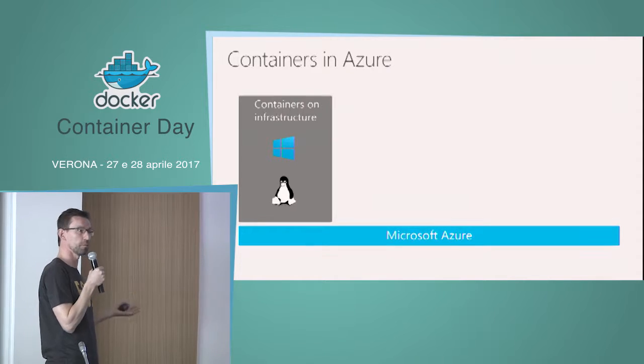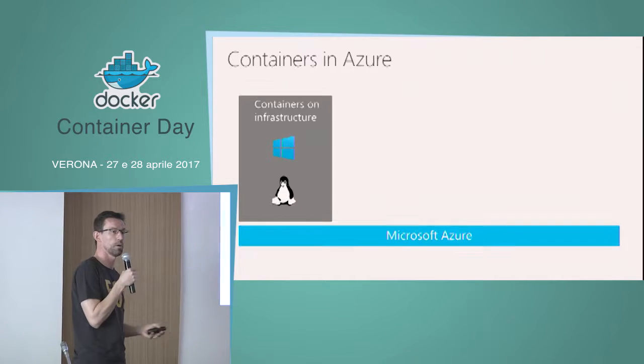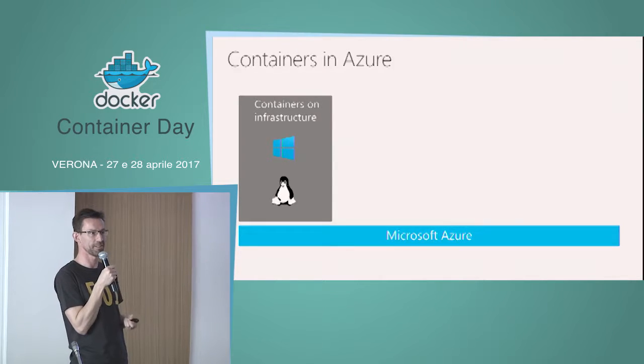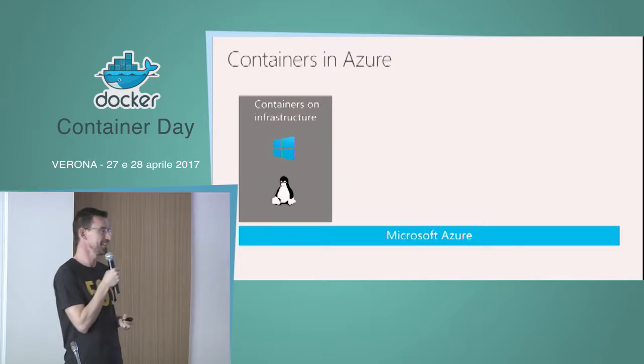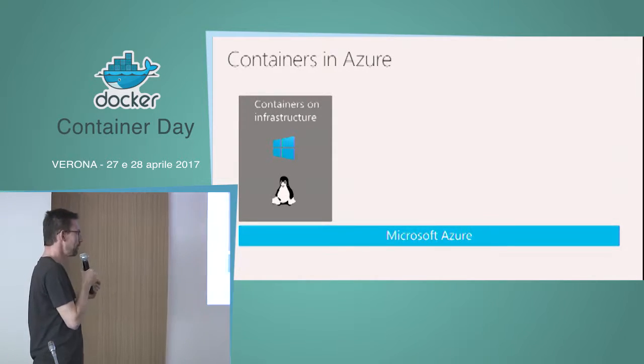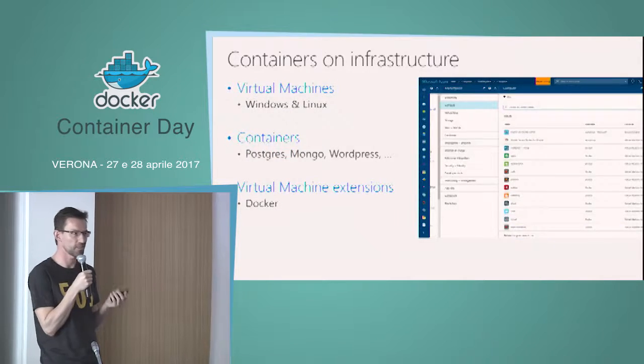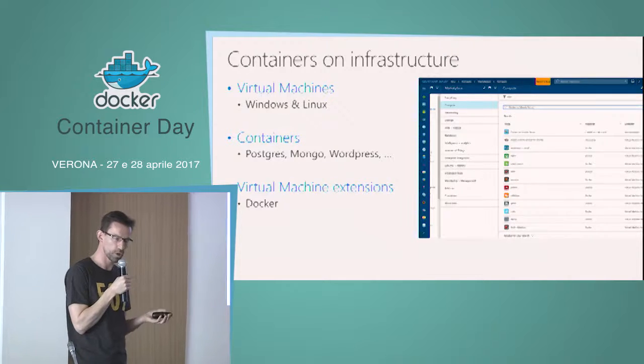Do the same as what you've done before. You spin up a virtual machine, whether it's Windows or Linux. Yes, Microsoft has Linux machines in their data centers. We support pretty much every single distro. And then you run your Docker containers on those virtual machines. So that's easy. How does it work?